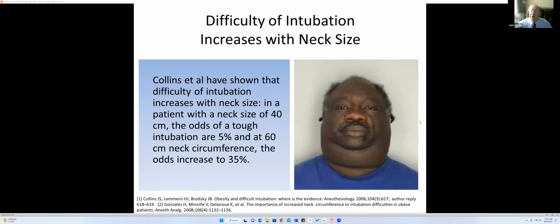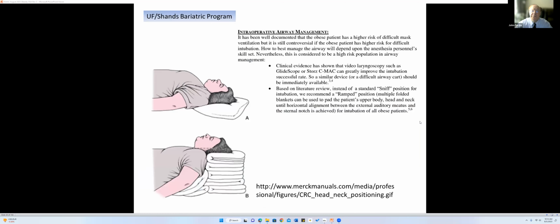Difficulty of intubation occurs with neck size. One study has shown that difficulty with intubation increases with neck size. And in a patient with a neck size of 40 centimeters, the odds of a tough intubation are 5%. And at 60 centimeters neck circumference, the odds increase to 35%. This, of course, is for direct laryngoscopy. And the whole situation is different with video laryngoscopy. Video laryngoscopy can be very advantageous in these patients.